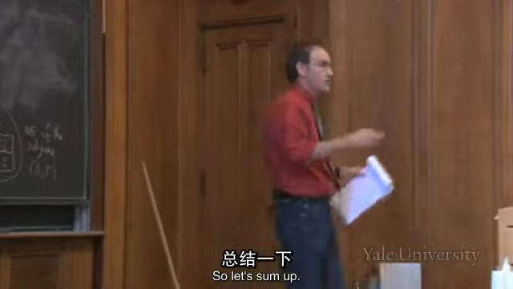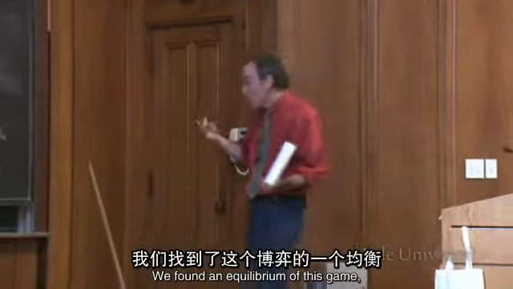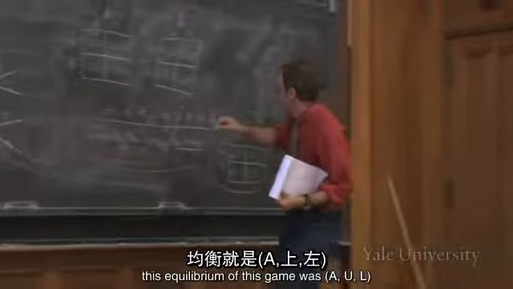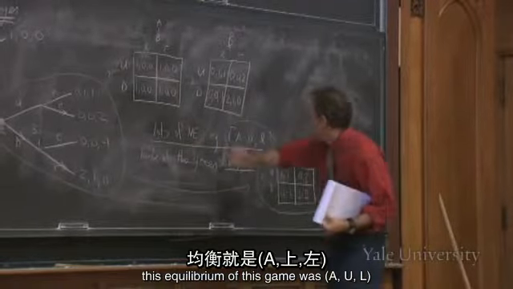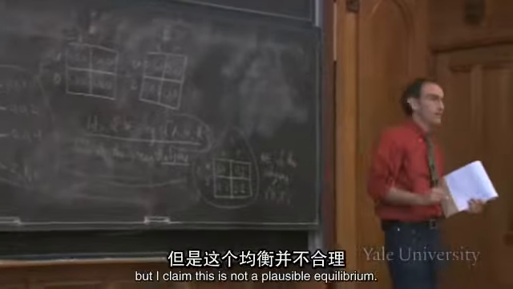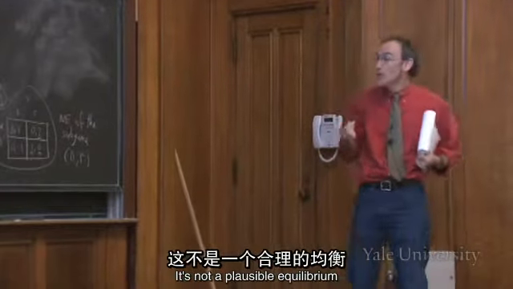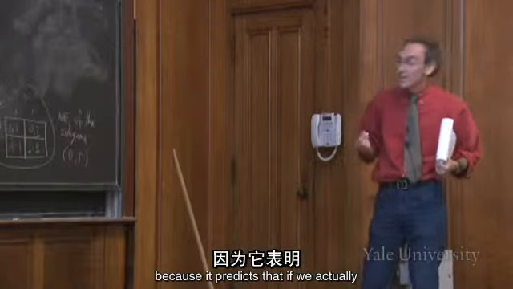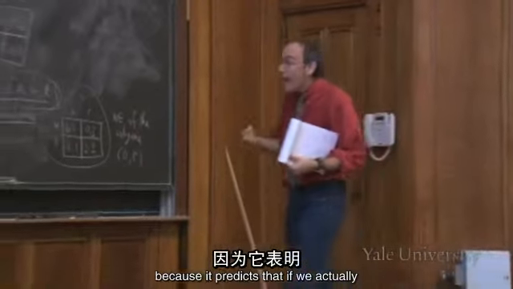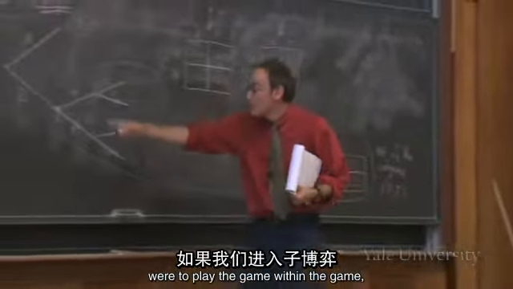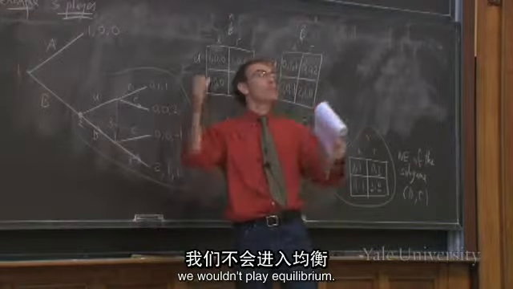So let's sum up. We found an equilibrium of this game. This equilibrium was AUL. But I claim this is not a plausible equilibrium, because it predicts that if we actually were to play the game within the game, we wouldn't play equilibrium.